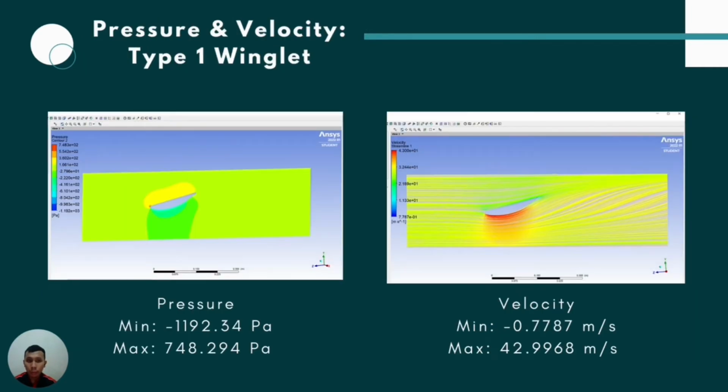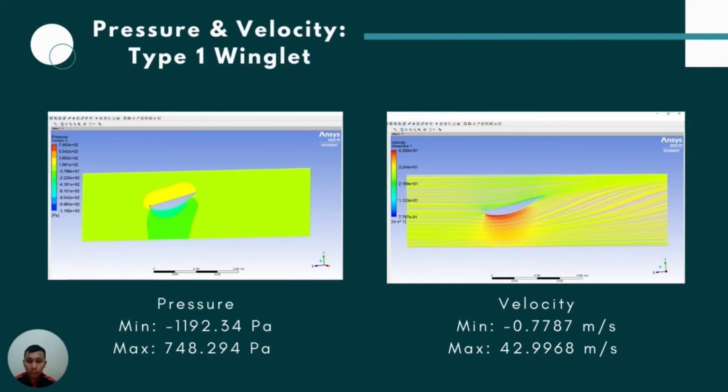Next, we go to the pressure and velocity data that we get. For the pressure, the minimum value that we get is around negative 192.34 Pascal, and the maximum value that we get is 748.294 Pascal. And for the velocity simulation for type 1 winglet, the minimum value that we get is around negative 0.7787 meter per second, and the max value that we get is 42.9968 meter per second in the simulation.